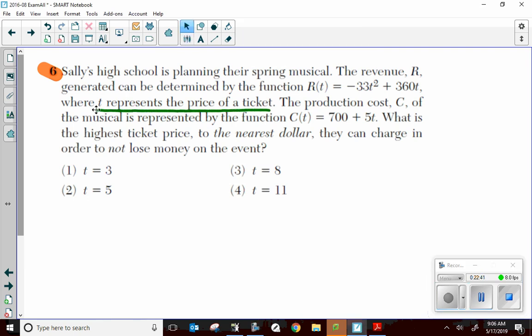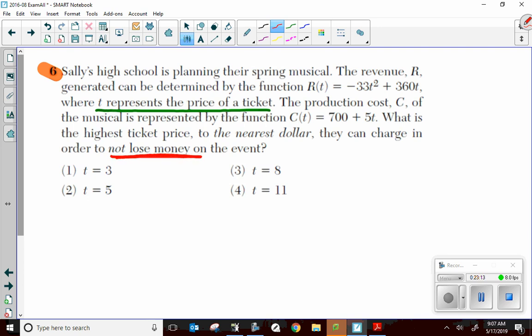That's important. The production cost C of the musical is represented by the function C of t. That's 700 plus t. Okay, so t, the price of a ticket, is in both the revenue equation, which is R, and the cost equation, which is C. So the question is, what is the highest ticket price to the nearest dollar they can charge in order to not lose money? If I want to not lose money, that means I want to break even.